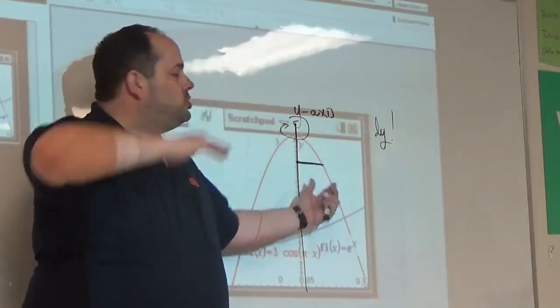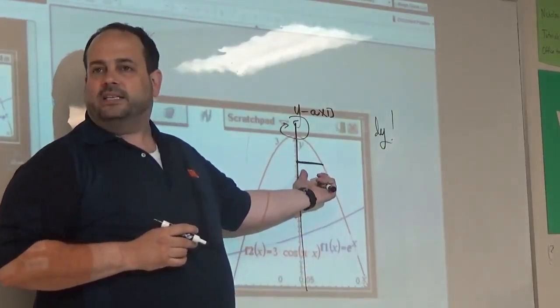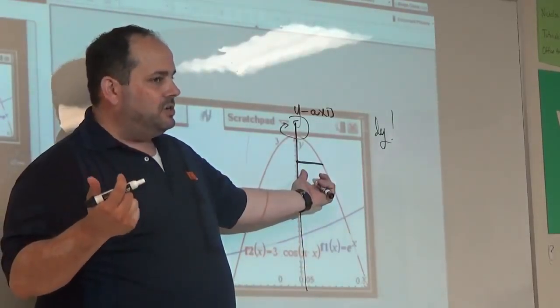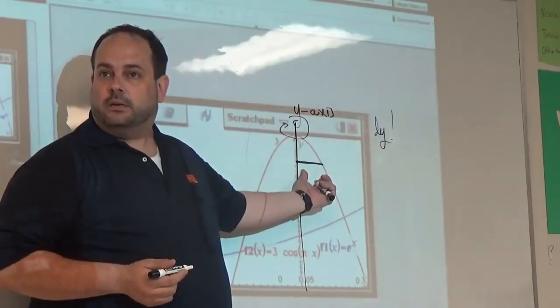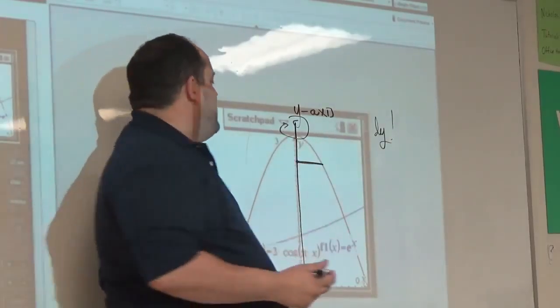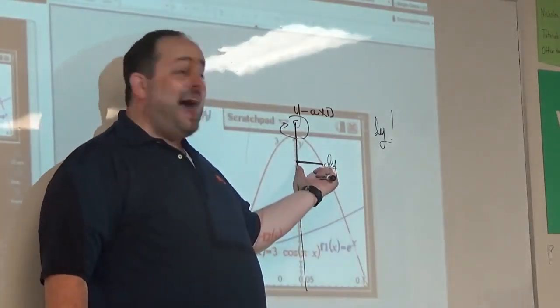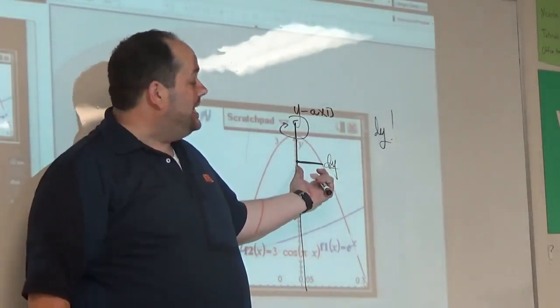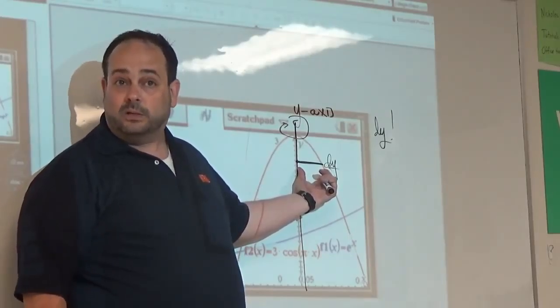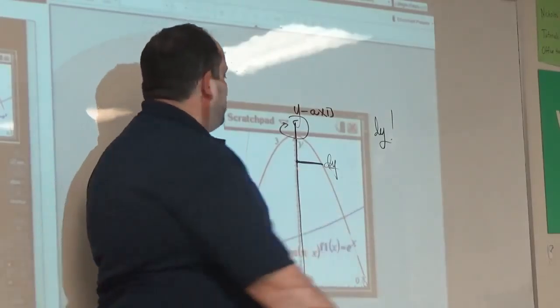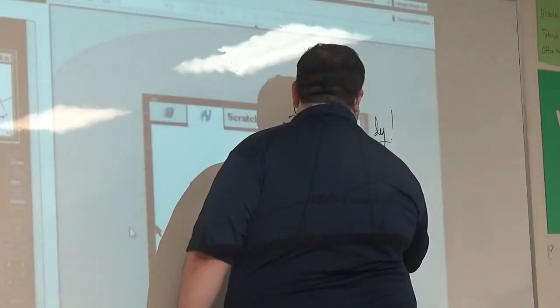Two questions I'm going to ask you about this little rectangle. How thick is it? How wide is it? That's the dy. And how long is it? How do I find the length in a dy kind of world? It's right minus left. It's not top minus bottom anymore.